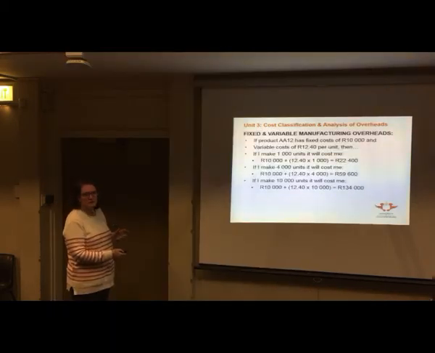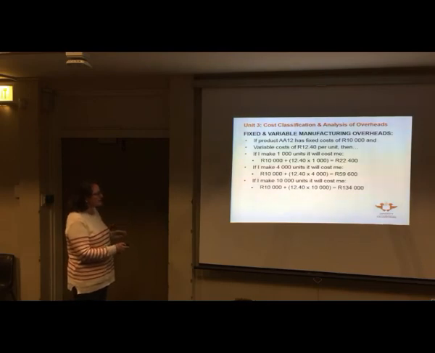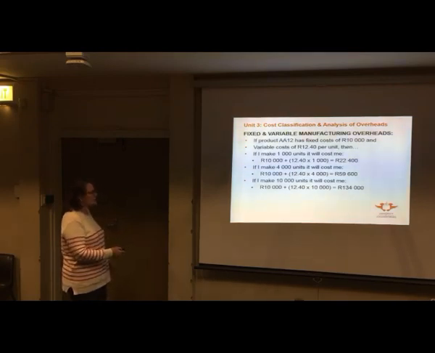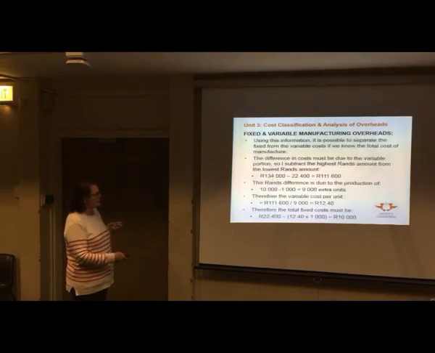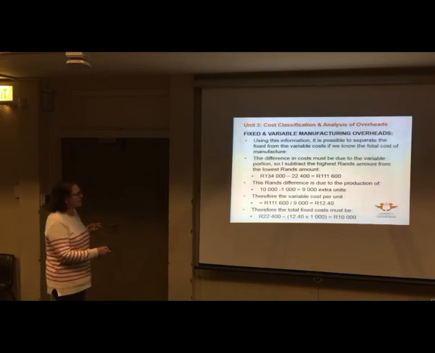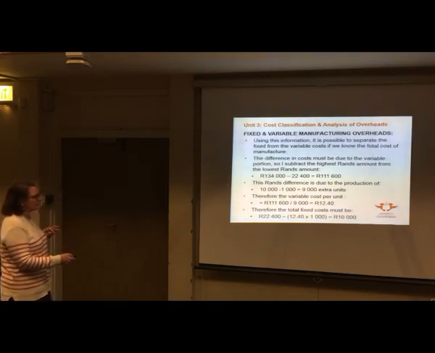You agree with me? 22,400. That's straightforward. If we make 4,000 units, the fixed costs are going to stay the same: 10,000 plus 12 Rand 40 times 4,000 units. If we make 10,000 units, the cost is going to be 10,000, which stays the same, plus 12 Rand 40 times 10,000 units.